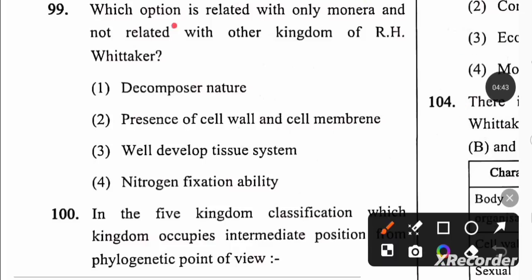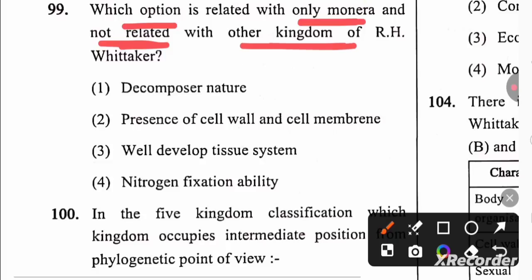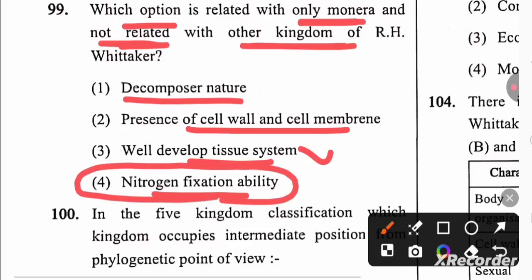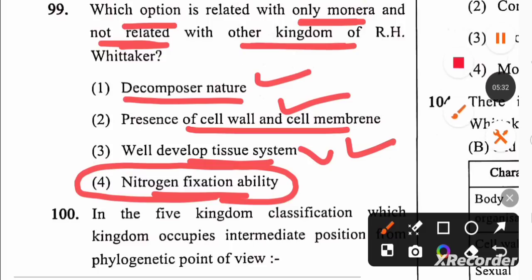In the next question, which option is related with only Monera, means bacteria, and not related with other kingdoms of R.H. Whittaker? The options are decomposer nature, presence of cell wall and cell membrane, well developed tissue system, nitrogen fixing ability. As we know, kingdom Monera cannot form tissue system. The property associated only with Monera is nitrogen fixing ability, because the other kingdoms also have the decomposer property, presence of cell wall and tissue system, whereas the only option related to bacteria is nitrogen fixation ability.